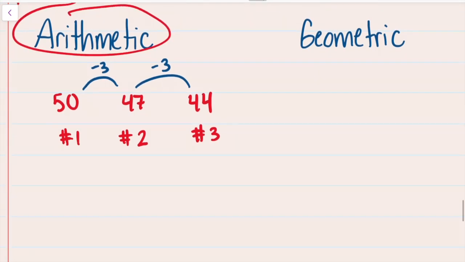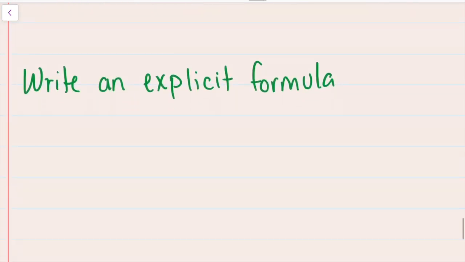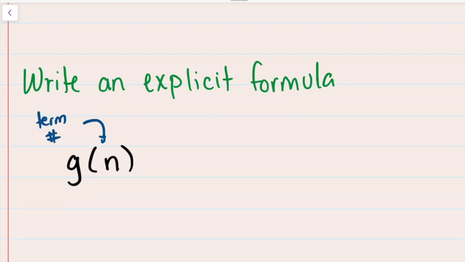Now, with that information, let's go ahead and write an explicit formula. Now that we know it's an arithmetic sequence, we know what formula to write. And let me just give you a reminder. Let's call it G. Again, the letter G doesn't mean anything. We can call it M, we can call it F, whatever. So this is G of n. Now the n does matter. The n represents the term number, what number in the sequence you're talking about.